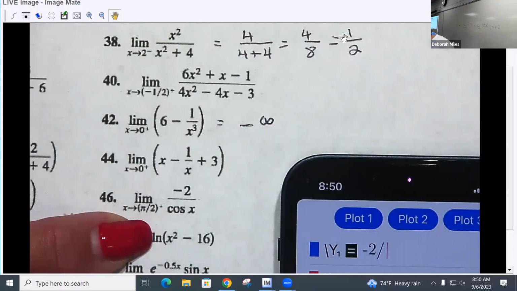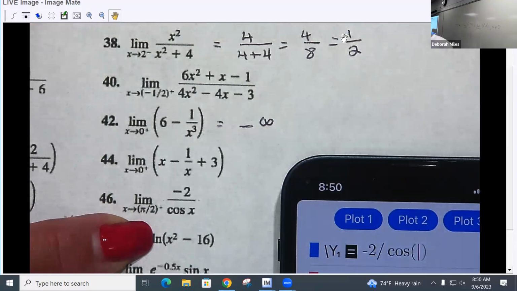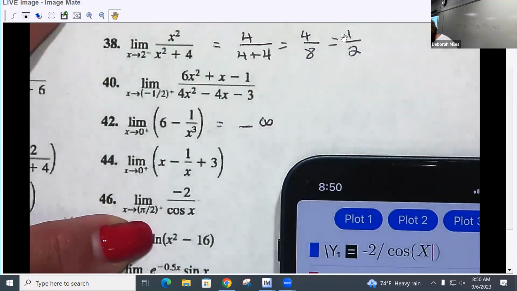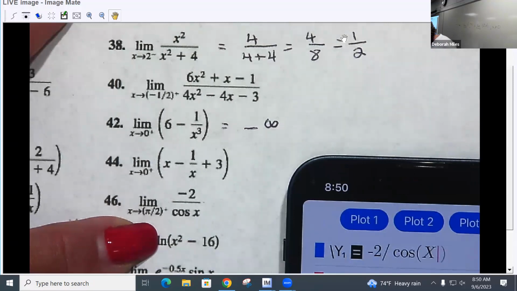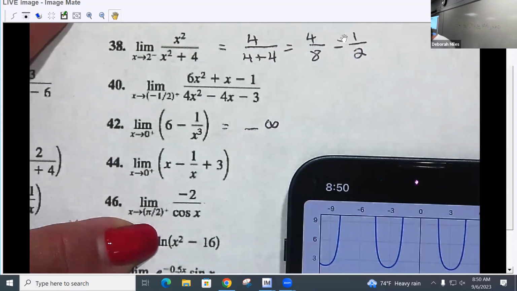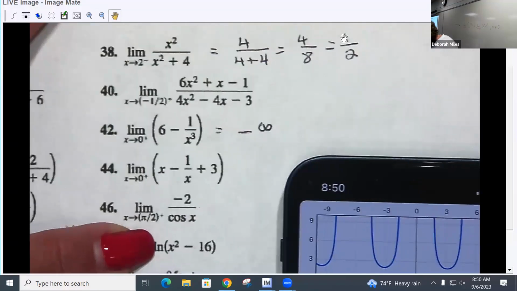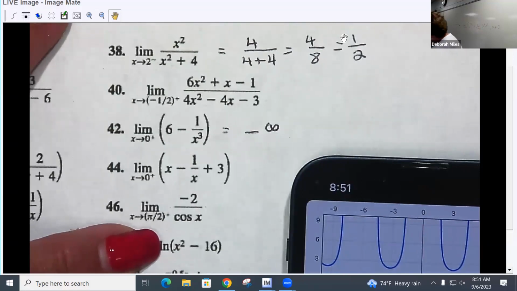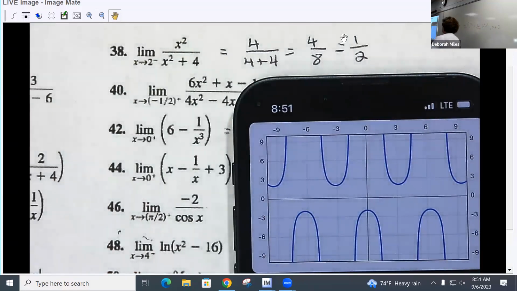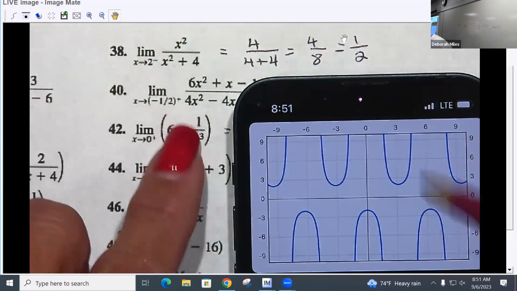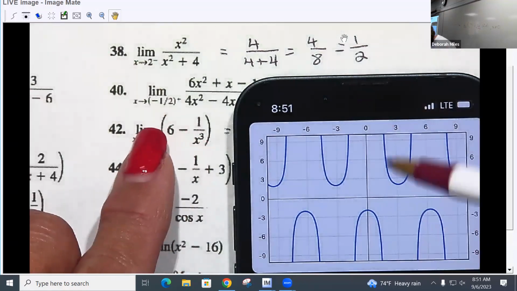-2 over cosine x. Make sure your calculator's always in radian mode for calculus. -2 over cosine x. Graph it. I could either change my tick marks to make them count by pi over 2s, or I could say, what number is pi over 2 close to? As a decimal, it's about 1.5. It's 3.14 divided by 2. So as I'm approaching 1.5, that's about right here.